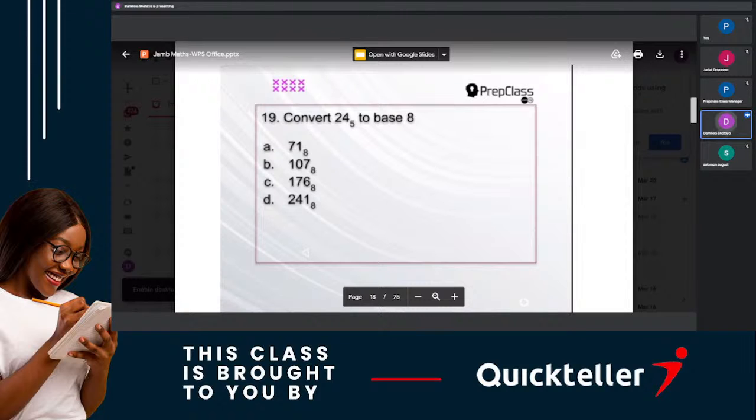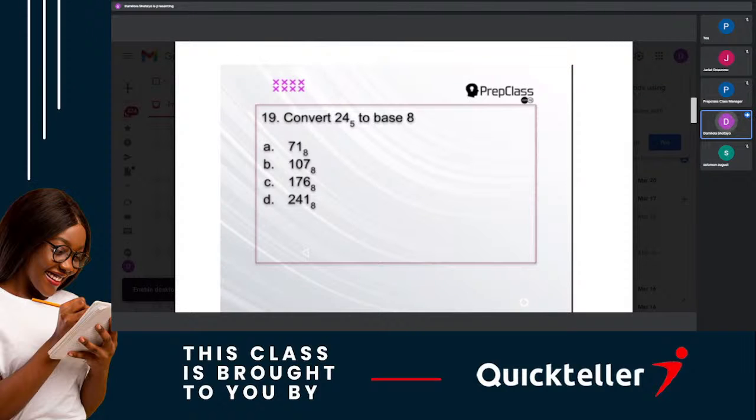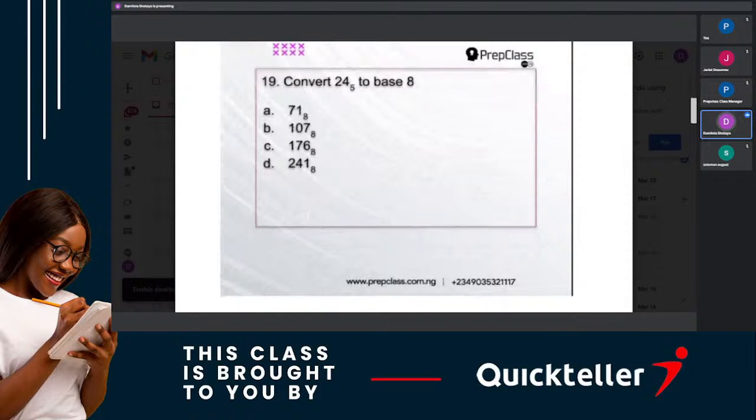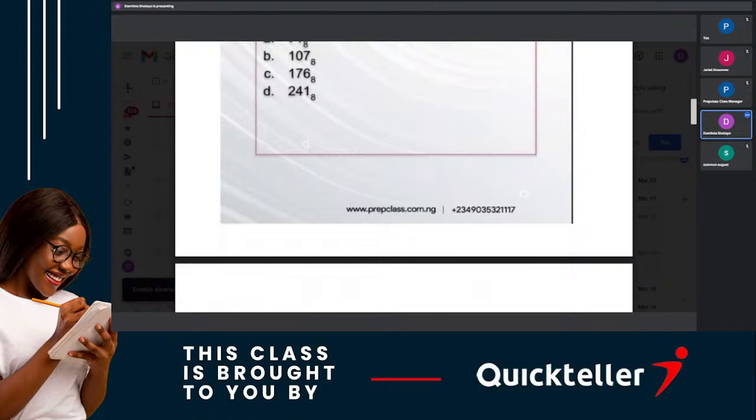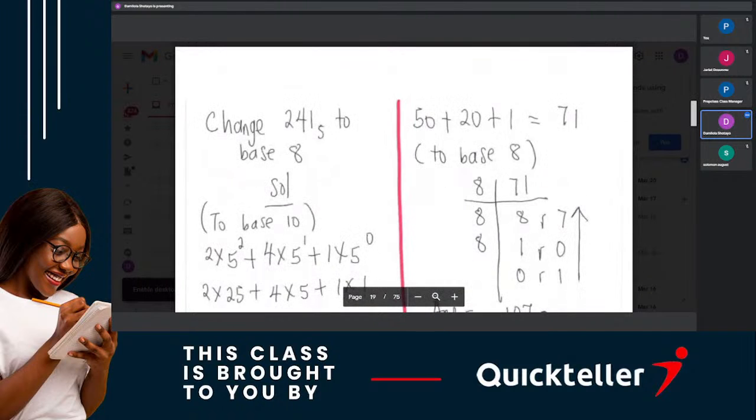Now convert 24 base 5 to base 8. Okay, now the first step here is to change to base 10 first. That's the first step. Nobody needs to tell you. You can't go from base 5 to base 8 directly. I was saying that the mother of all bases is base 10.